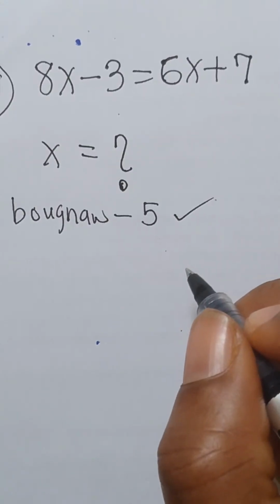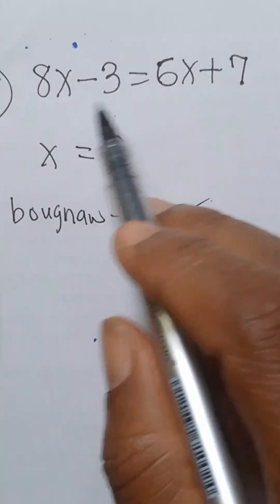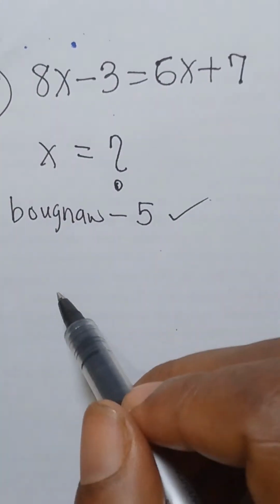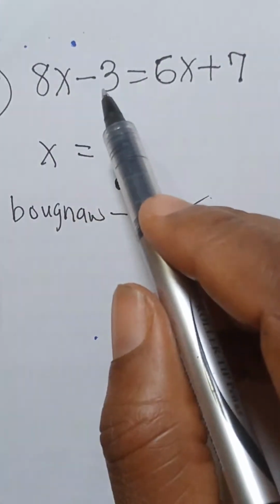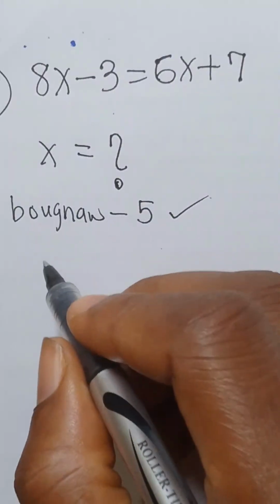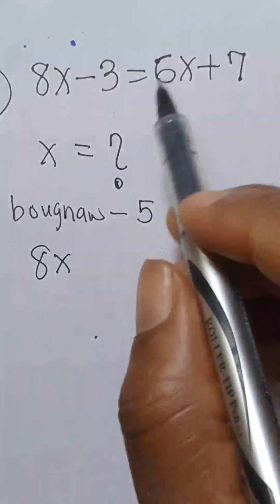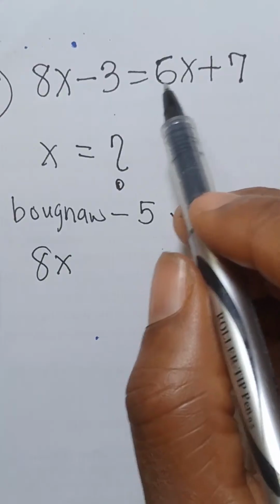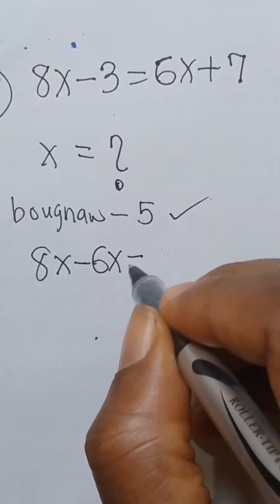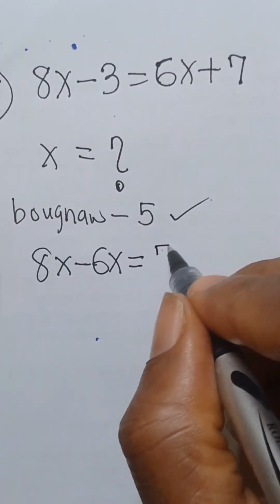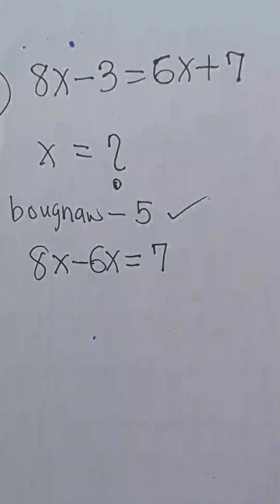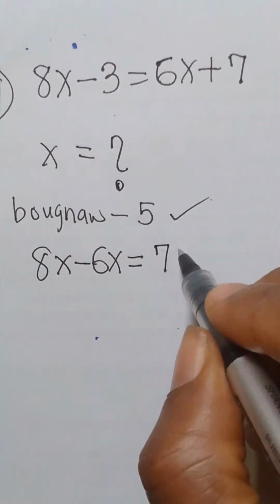All right. So please let me quickly solve it. Now, when you're given this kind of question, what you do first is collect like terms. Let the x go to one side and let the constants go to one side. So we have 8x. When this plus 6x crosses the equality sign, it becomes minus 6x. We now put our equality sign. We write our 7. When this negative 3 crosses the equality sign, it becomes positive 3. Okay, we have plus 3.